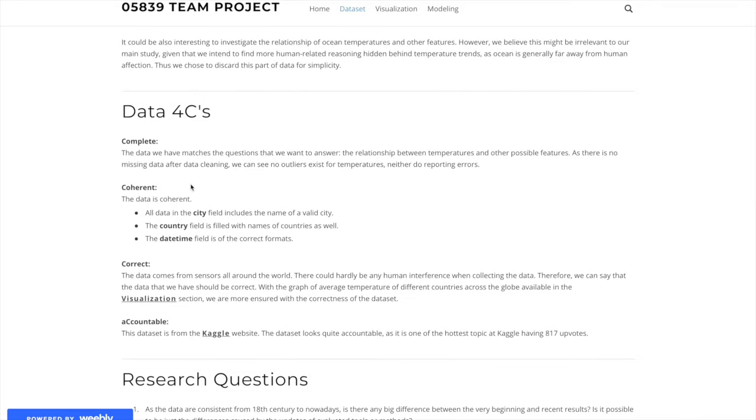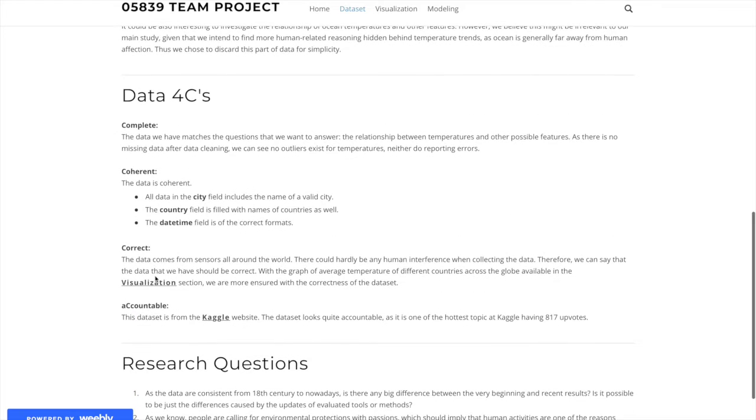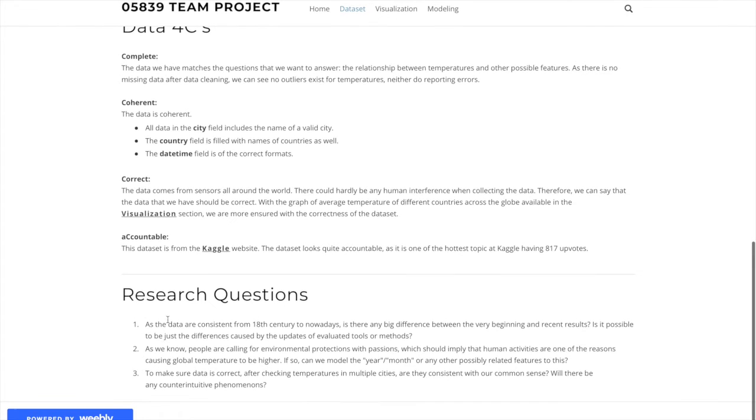So here are some data for these, and some possible research questions. Some of them we already addressed in our project. For example, are the data consistent from the 18th century to nowadays? And also, can we model the data based on the year, month, or any possible related features?